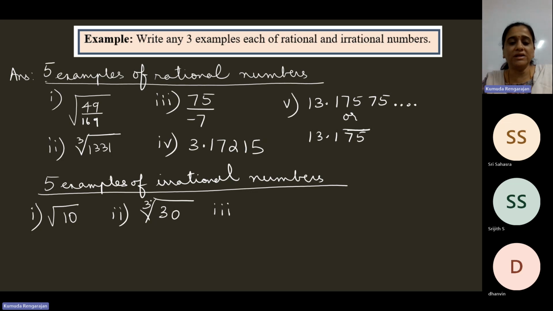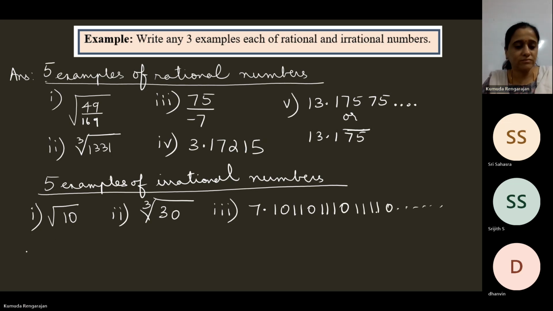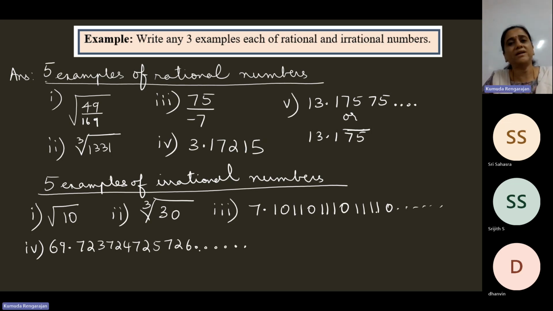You can write a non-terminating, non-repeating decimal as an example. Yeah, so 7.1011011110 goes on like forever. Can we write our own example? Yeah, please. Take down mine and then you can give more of yours. Also include my examples.